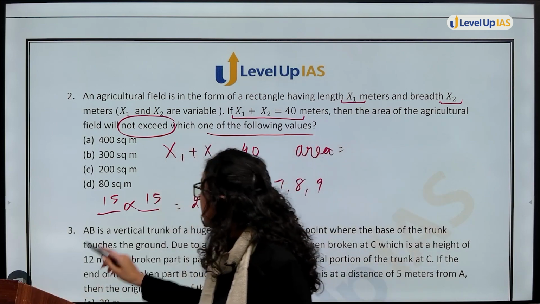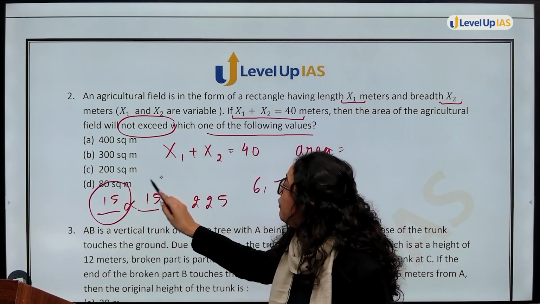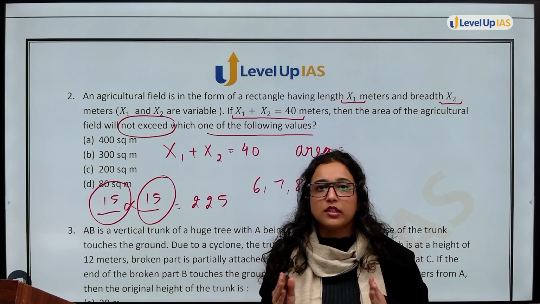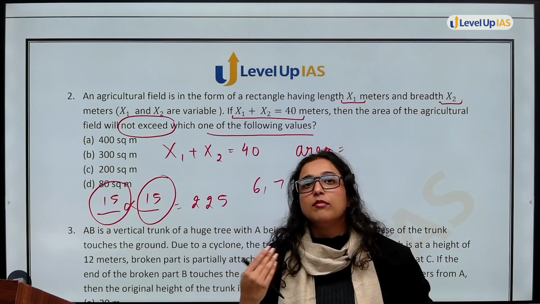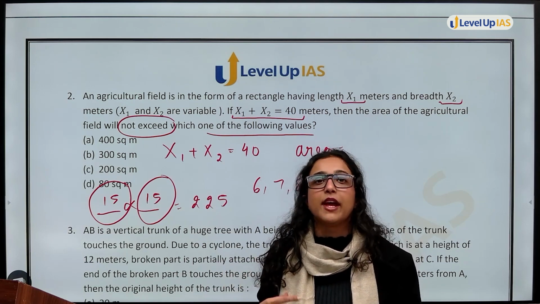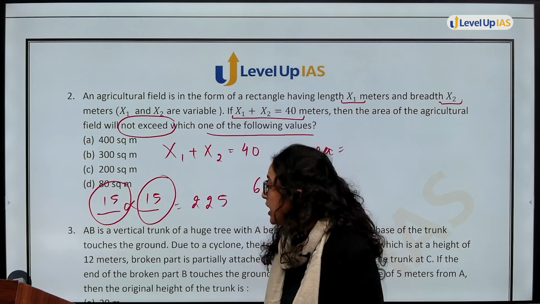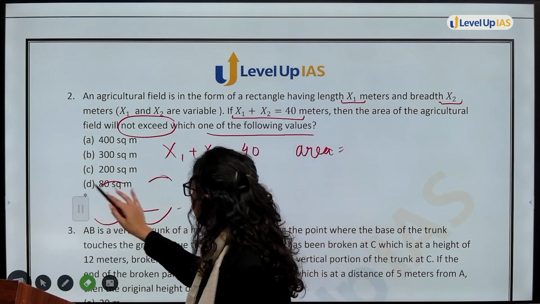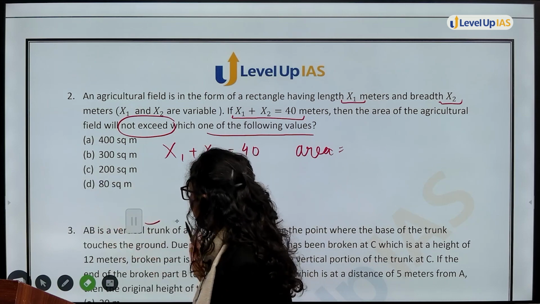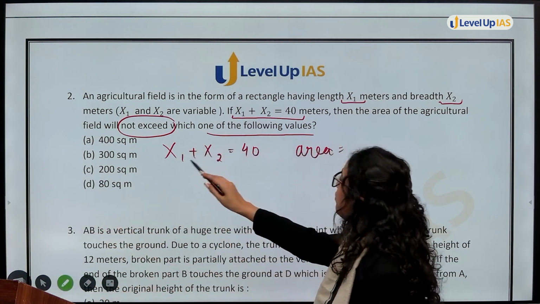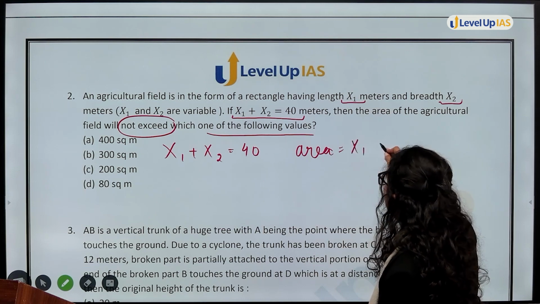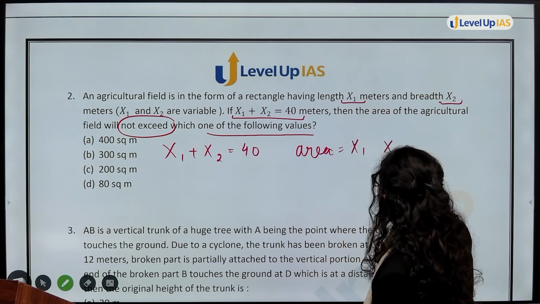So what did we do? We took both numbers as 15 and 15. Why? Because we know that the closer the numbers get, the maximum the product will become. Okay? So here also the same concept is used. I'll show this to you with the help of an example also. You have x1 plus x2 is equal to 40. Area is what? x1 multiply x2.